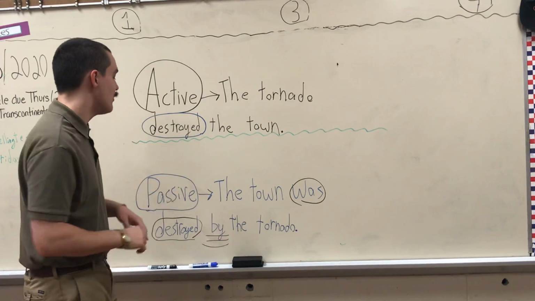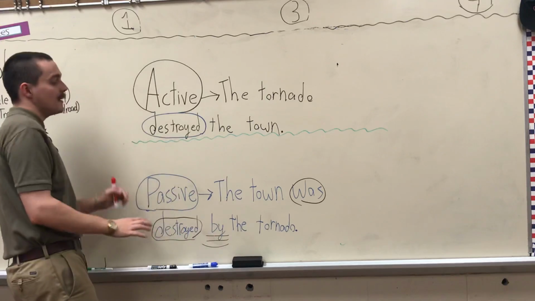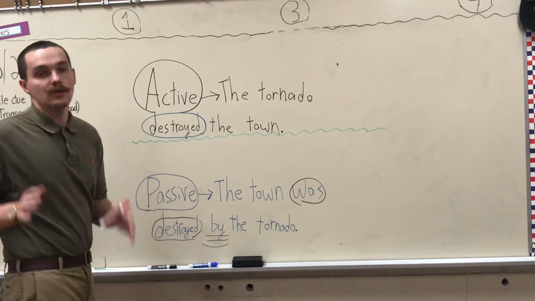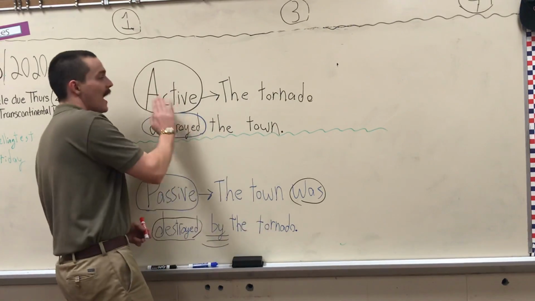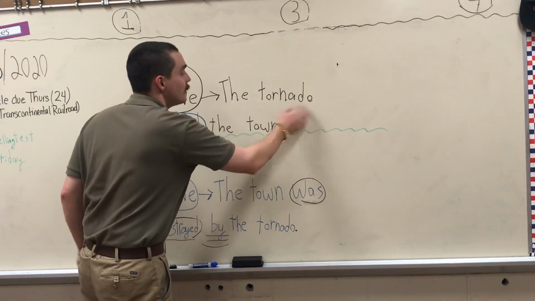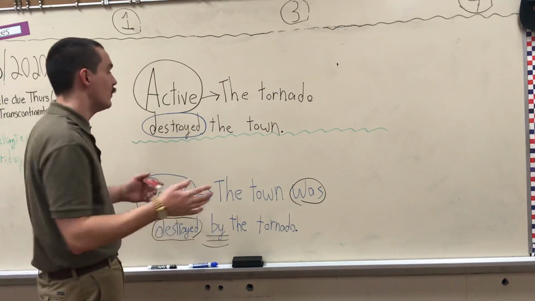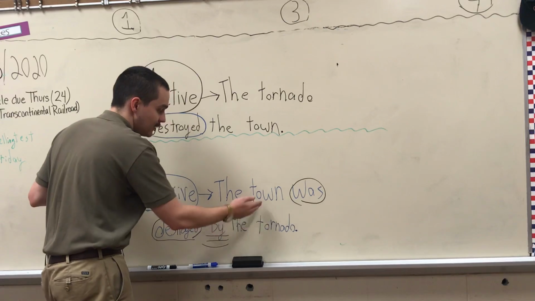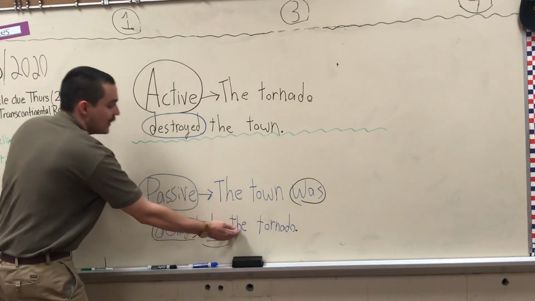And your passive one, though, is kind of flipped around. The town was destroyed. Again, this was being destroyed. But what was it being destroyed by? The tornado. And that's where the by the tornado comes in. And the active one, you know the tornado did it from the very beginning. The tornado. What did it do? It destroyed. But here, what was destroyed? The town. What destroyed it? Well, the tornado did, but that's way at the end of the sentence.